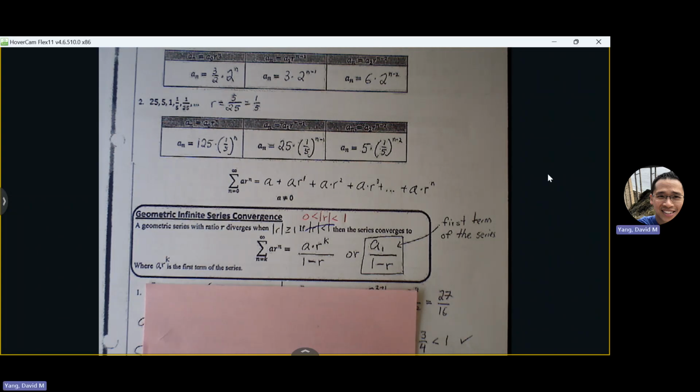So my ratio is 1/5. I take the second term divided by the first term, I get 5/25, which reduces to 1/5. The one that feels easier to use is that middle one there, 25 times 1/5 to the n minus 1. But I can also divide by 1/5 to get to the previous term, 125 times 1/5 to the n, or 5 times 1/5 to the n minus 2.